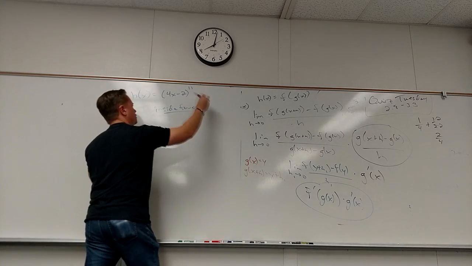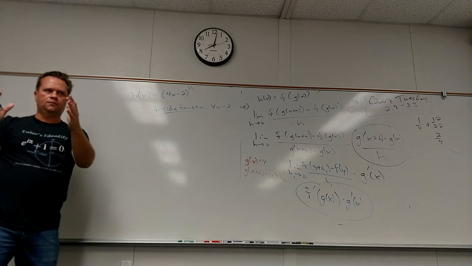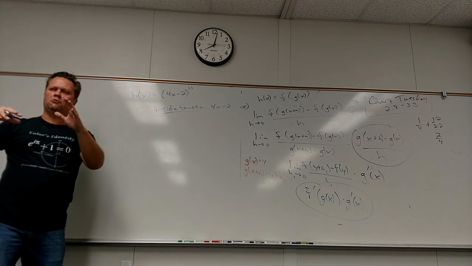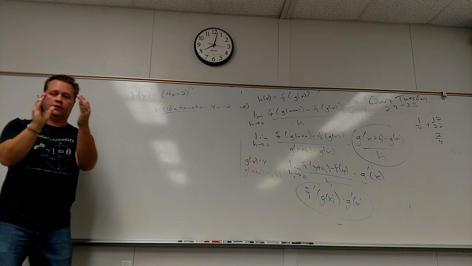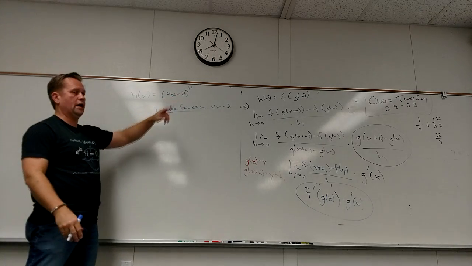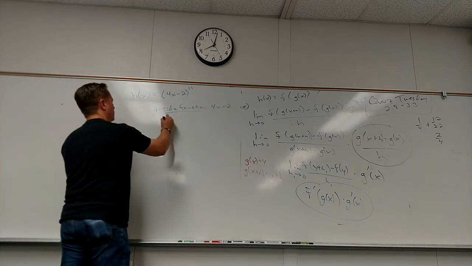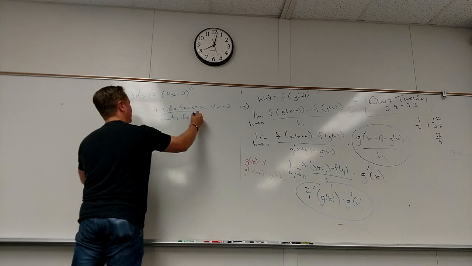Yeah, the inside function is 4x minus 2. You can normally find that pretty easily. There are a couple places where it's a little bit wonky, but normally the inside function is just really obvious. It's inside something else. It's inside a square root, it's inside an 11th power, it's inside of a sine. What's the outside power? Outside function.